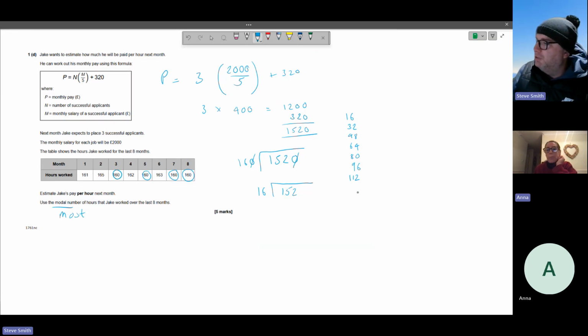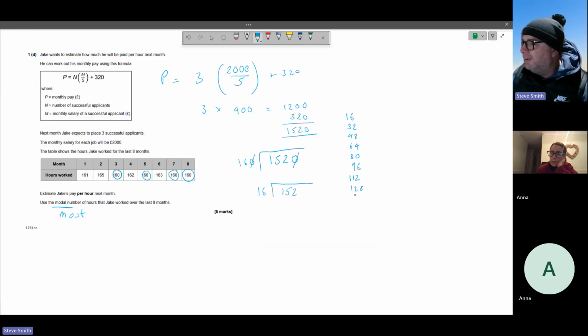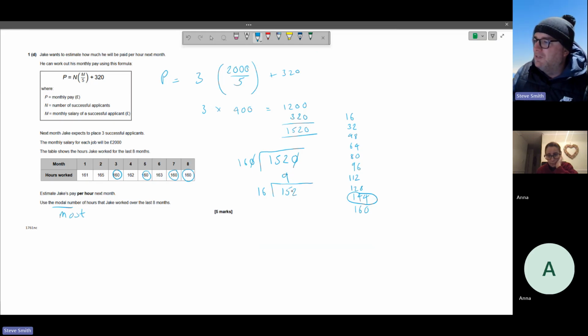And then at 16, it'll be 128. Right, so I think we might be able to get all the way up here. 16, add another one. 128, 144, 160. So we're not far off. So we can do 16s into 152. We can see here, look, it goes that many times. 1, 2, 3, 4, 5, 6, 7, 8, 9 times. And we've got 144 to 152 left. So we've got 8 left over.